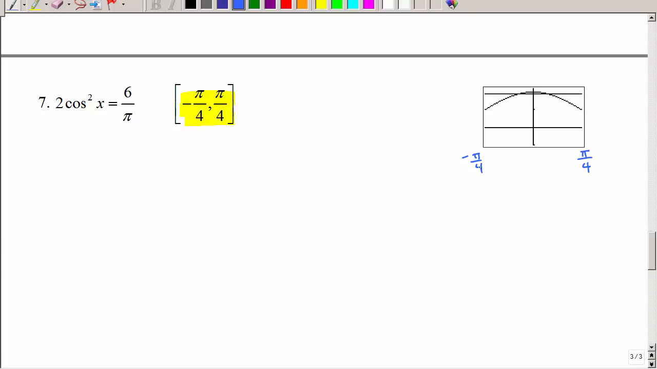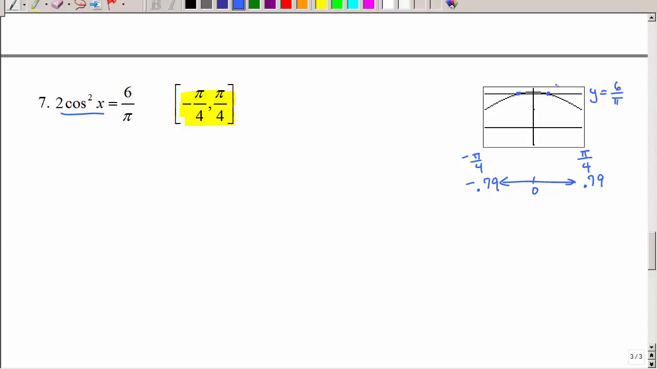So just to let you know, negative pi over 4 is approximately negative 0.79. So our answers have to be between those numbers. A little bit bigger than 0, a little bit less than 0. So this curve is 2 cosine squared x, and this line is where y equals 6 over pi, and it looks like they intersect twice. So I should get 2 answers.